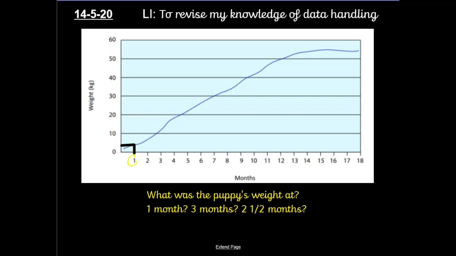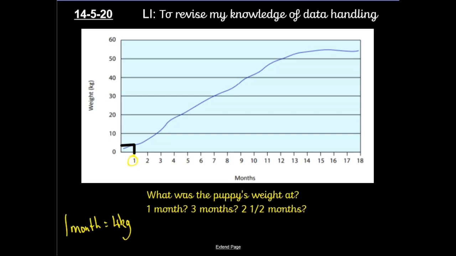So looking at that, approximately, what is the puppy's weight at 1 month? So at 1 month, the puppy's weight is somewhere between 0 and 10. It's not quite half. It's a little bit more. It's probably about 4 kilograms. So 1 month is probably about 4 kilograms, approximately, okay? You do have a tolerance on this. You do get a little bit of leeway on there.